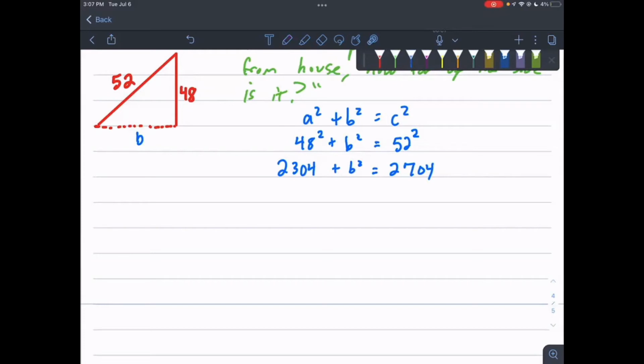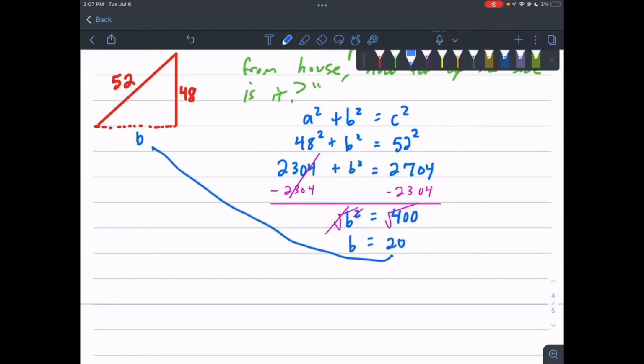We want to get B squared by itself, so we need to get rid of the 2304, so subtract it. And we end up with B squared equals 400. Square root, the 2's gone. We're left with B equals 20, okay? So we'll have to go a little bit further with this.